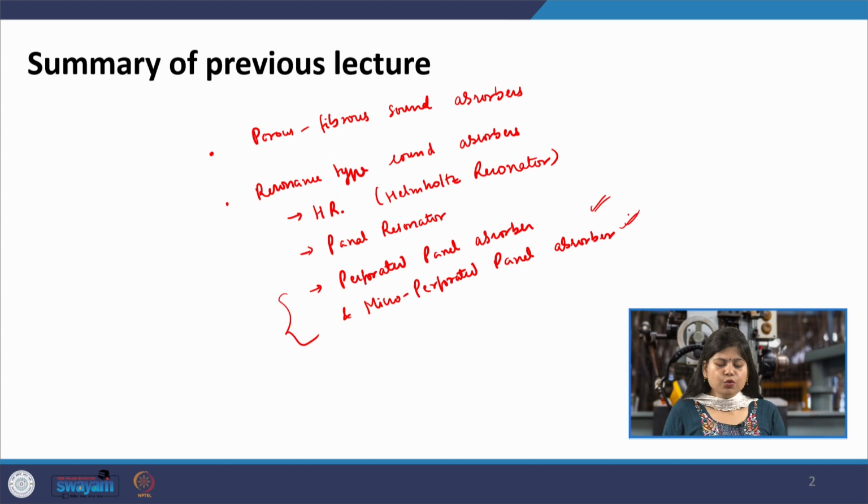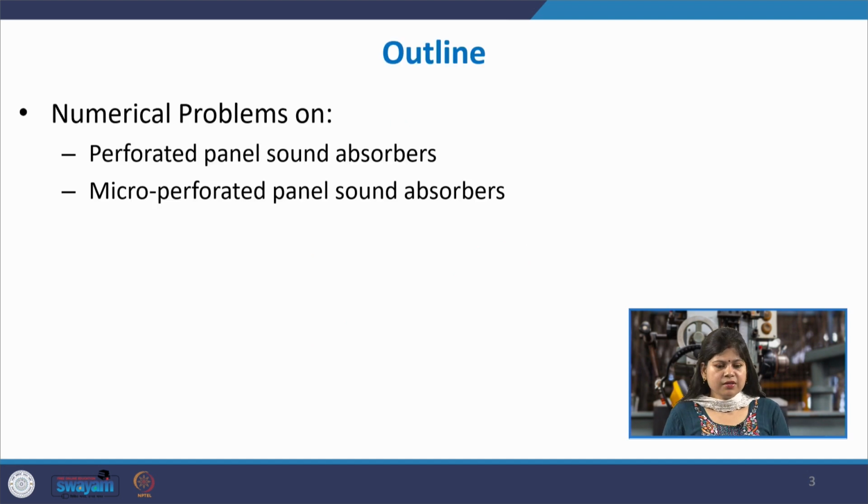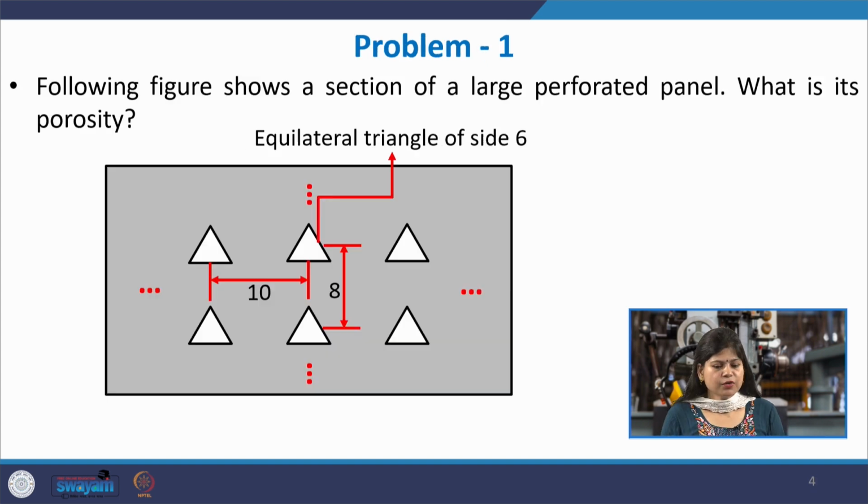So, let us do some numerical problems based on the perforated panel and the micro-perforated panel absorbers. That is the outline for today's lecture. We will do the numerical problems on these two types of sound absorbers, the perforated panel and the micro-perforated panel type. So, let us see here.